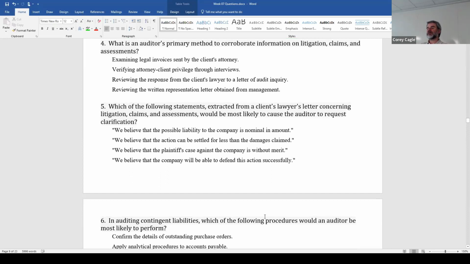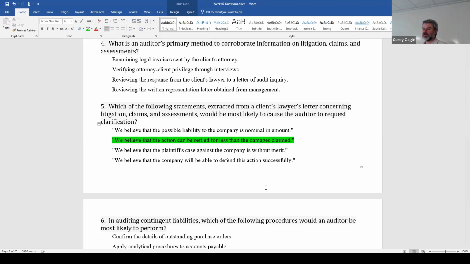Which of the following statements would cause us to request clarification? A says, we believe that the possible liability is nominal. We're good with that. B says, we believe that the action can be settled for less than the damages claimed. I don't know what that statement even means. Do y'all? The action can be settled for less than the damages claimed. How much less? So we would go back and say, what you talking about here?